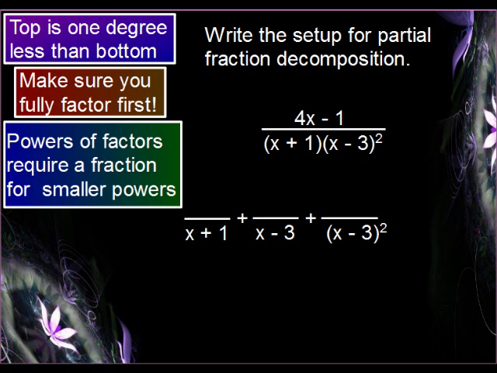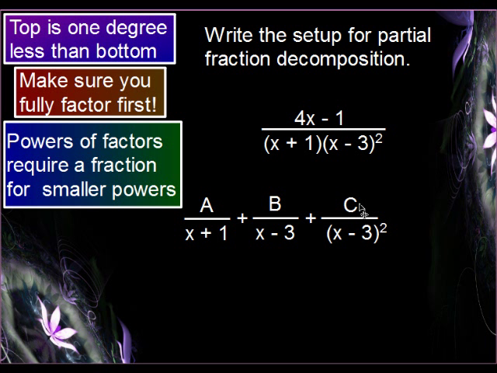The reason being is that whenever you have factors, you always require a fraction that has a smaller power of this. So if you had squared, you would need one for the first power. If you had, say, to the fourth power, then you would need one for the third power, and the second power, and the first power. The first fraction will have a for the numerator because, again, as far as the degrees are concerned, the degree of the top must be 1 less than the bottom. This is degree 1. This will be degree 0. Likewise for the second fraction.